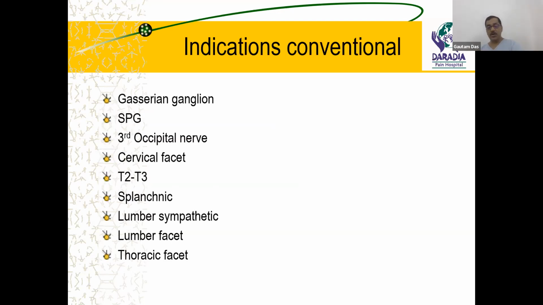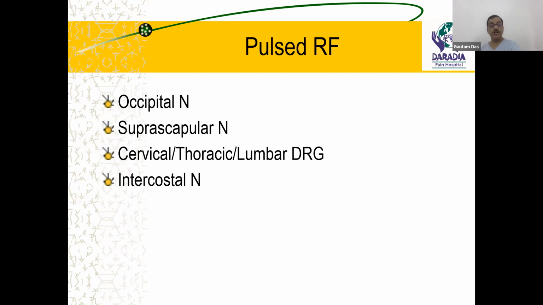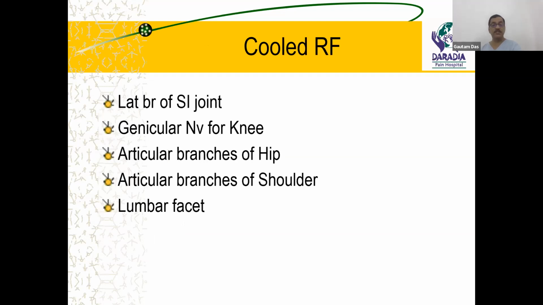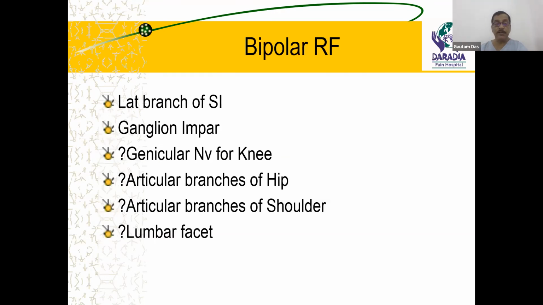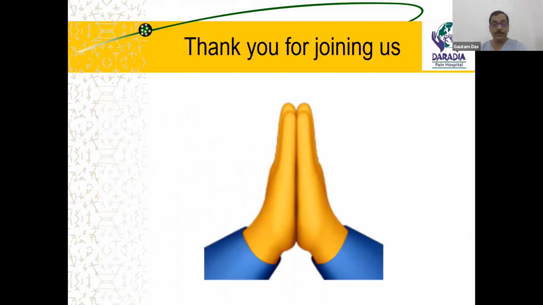Indications: there's a long list for lesioning. Pulse radiofrequency has its indications. Cooled radiofrequency has its indications. Cooled radiofrequency is used where there are no nearby structures. You can have a large lesion and be sure that you are going to ablate the nerves. There are also the bipolar radiofrequency lesions. So there are different indications. Read it nicely. I'm not discussing it now.